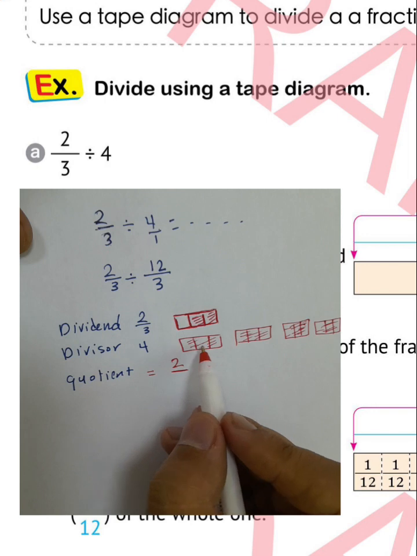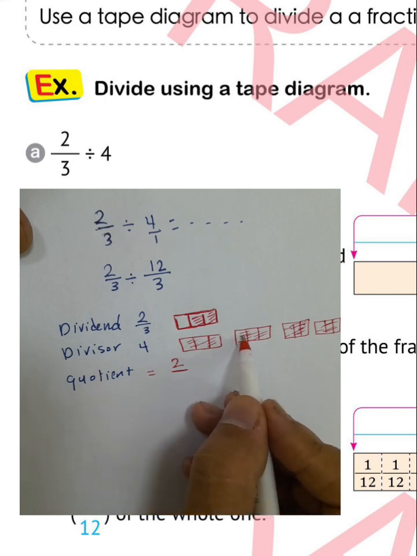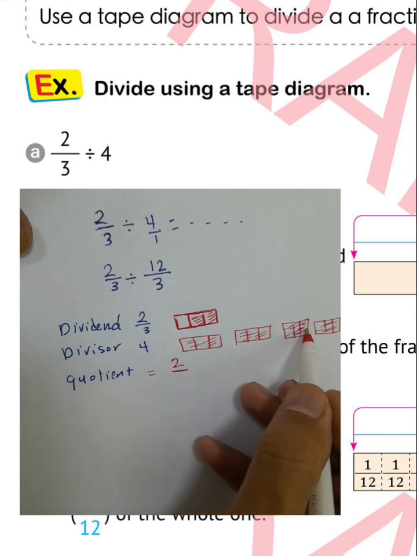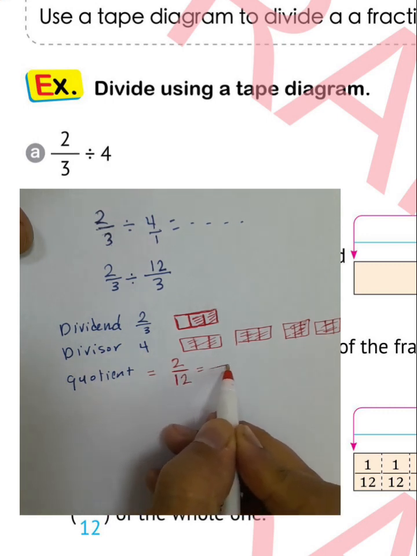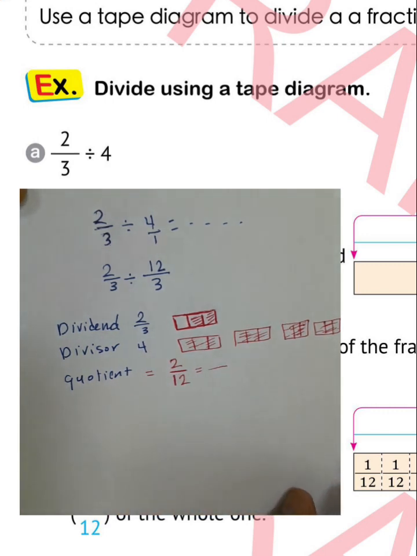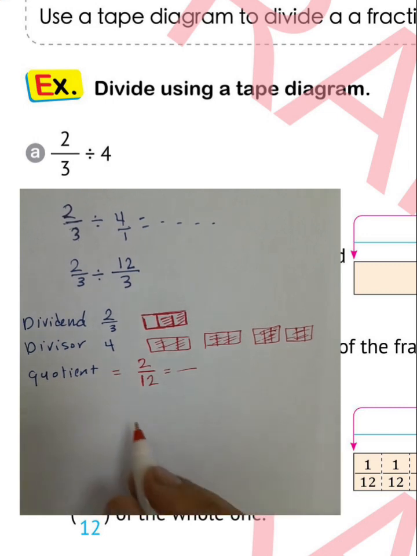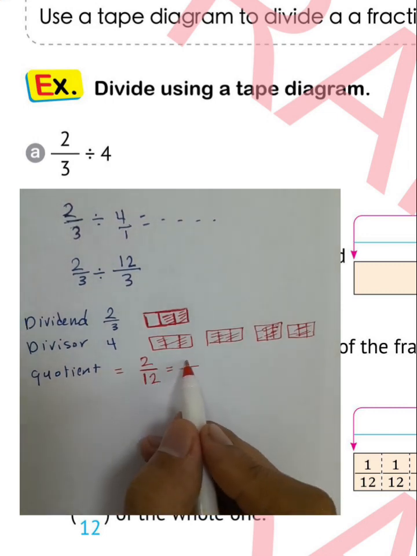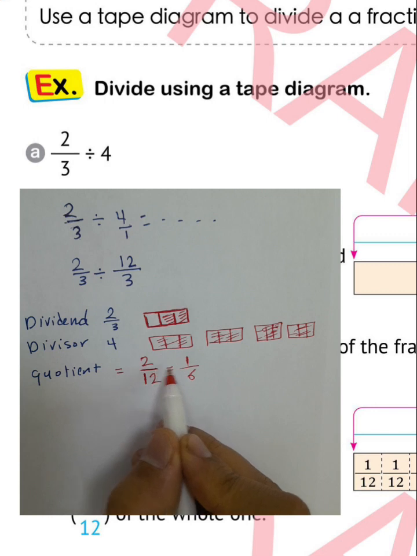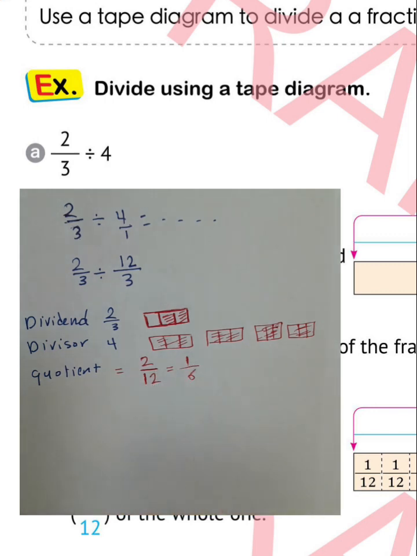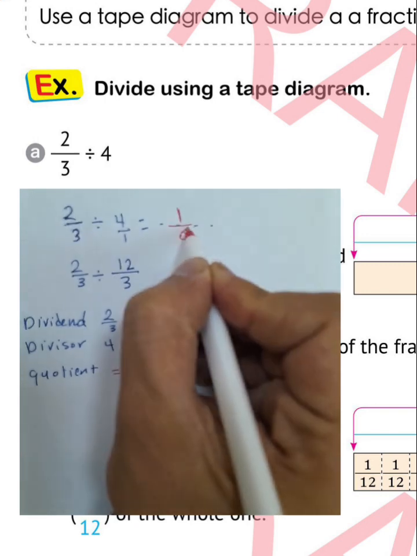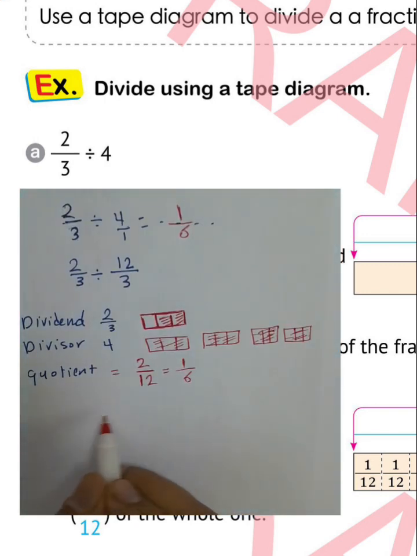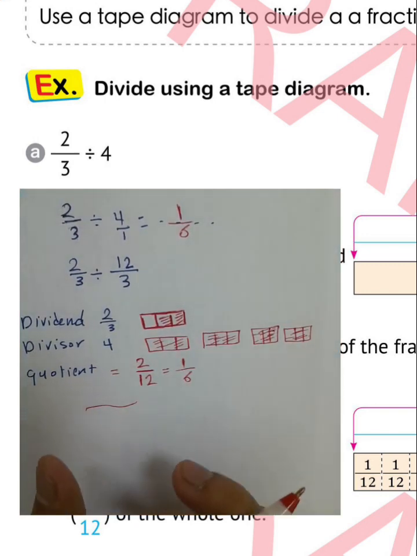How many parts are colored here? 1, 2, 3, 4, 5, 6, 7, 8, 9, 10, 11, 12. And then you can divide by 2 to simplify the result. This fraction will be 1 over 6. 2 divided by 2 equals 1, and 12 divided by 2 equals 6. Then the result here will be 1 over 6. Okay, it's the first method, by using the models.